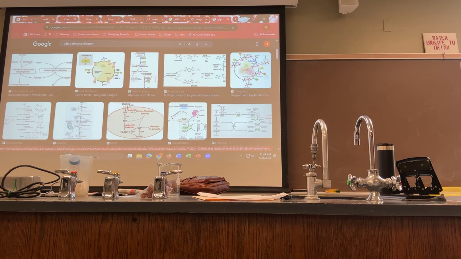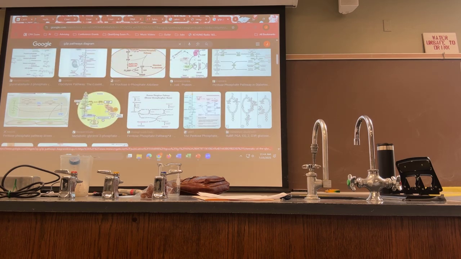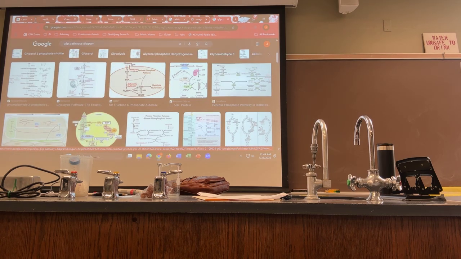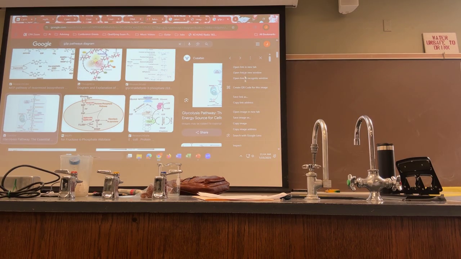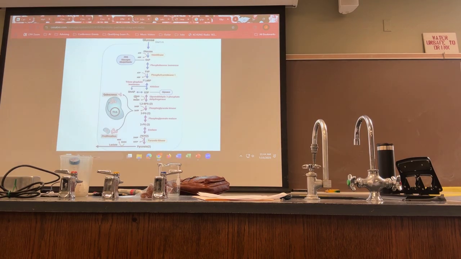Okay, I thought this would be easy to find a nice simple one. No, it's not very great here. It's not really great here. How about this one? Glucose breakdown, G3P, pyruvate, lactate, boom. Here you go. Okay, cool.